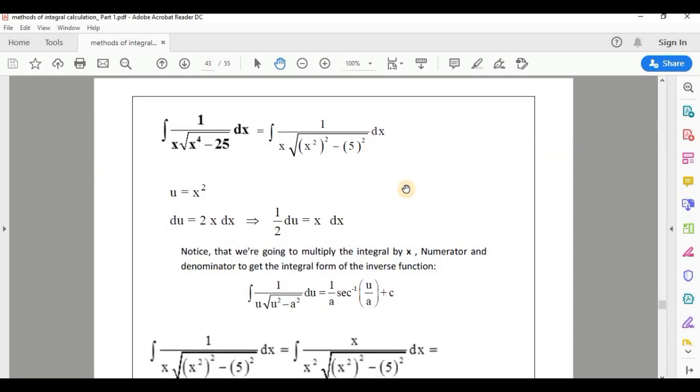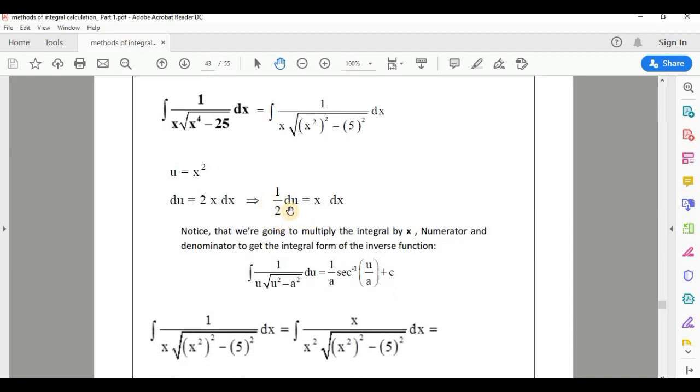And we will use the same steps that we used in the previous examples. We will use the substitution method to solve this example. Notice the first step, assumption. We will take this part for the assumption, so u equals x to the power 2. Second step, the derivation. We will take the derivative of this assumption. What is the derivative of u? It will be du. What is the derivative of this part? It will be 2x dx. After dividing both sides by 2, we will have 1 divided by 2 du equals x dx.